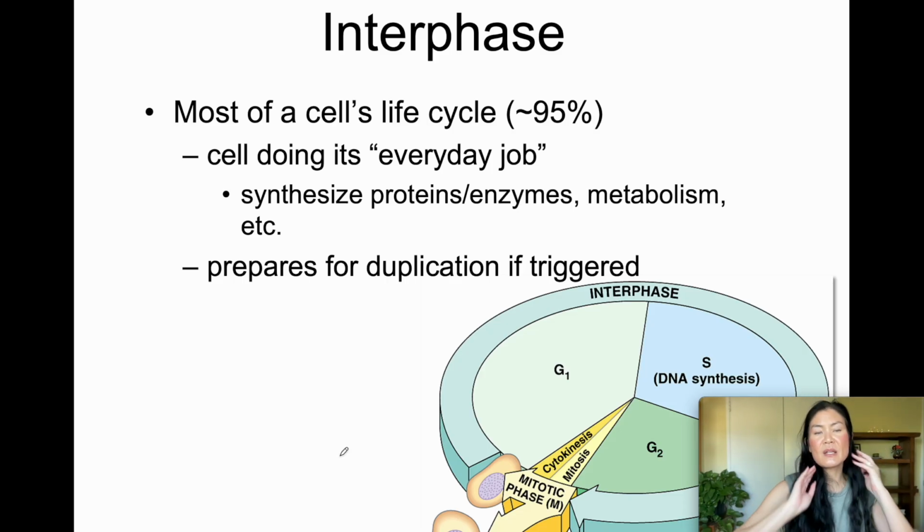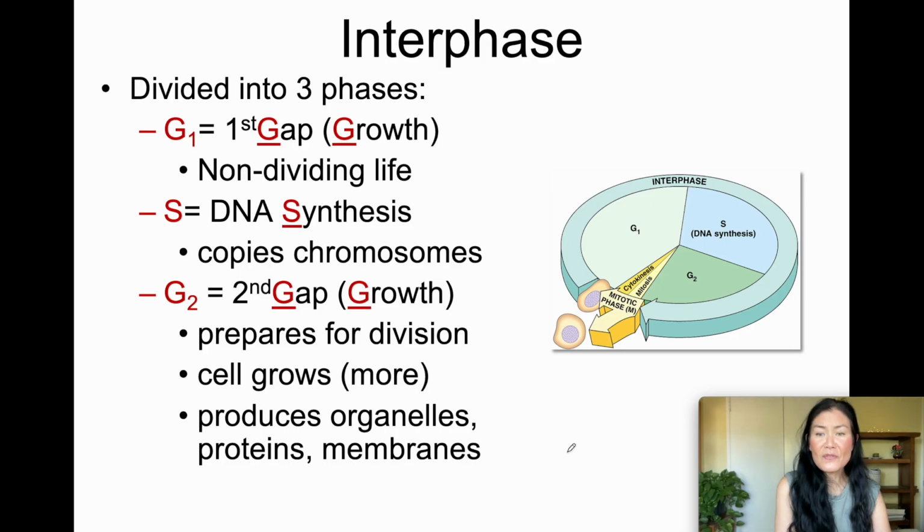And interphase is basically where the cell is spending most of its life cycle. Like 95% of its life cycle is in interphase. And this is where the cell is doing its everyday job. It's synthesizing proteins, it's doing what it's supposed to be doing. Your cells are what we call differentiated. They're all doing different jobs. And so interphase is where the cell is doing what it's supposed to be doing.